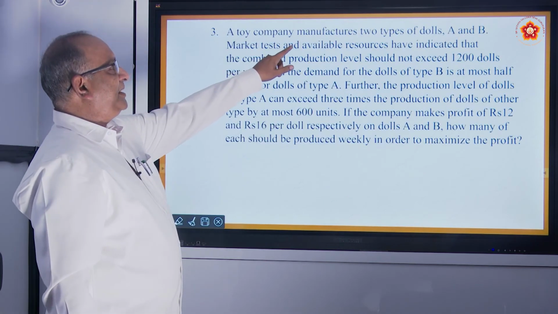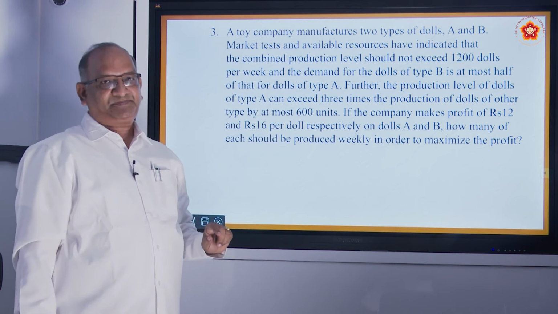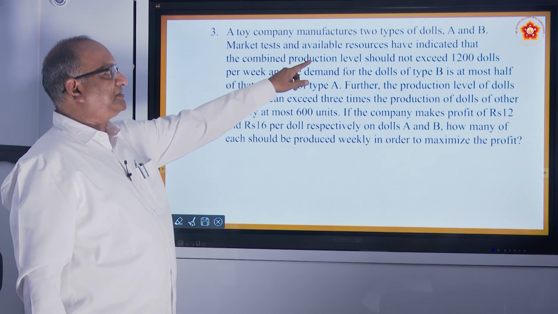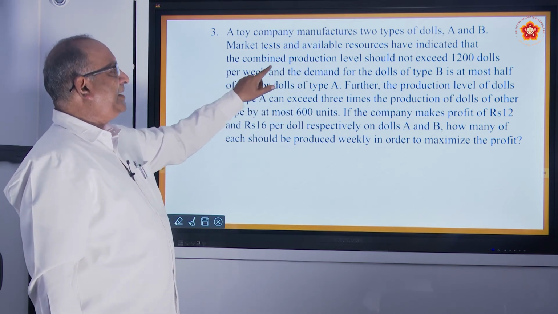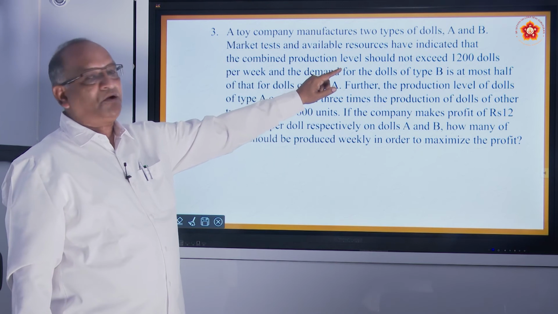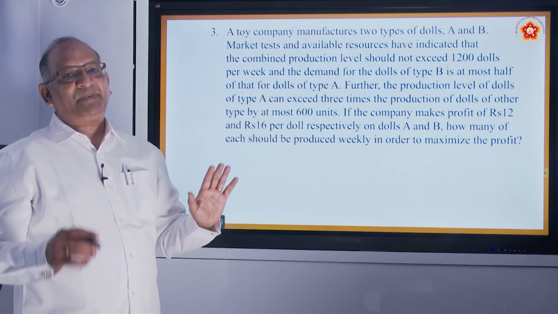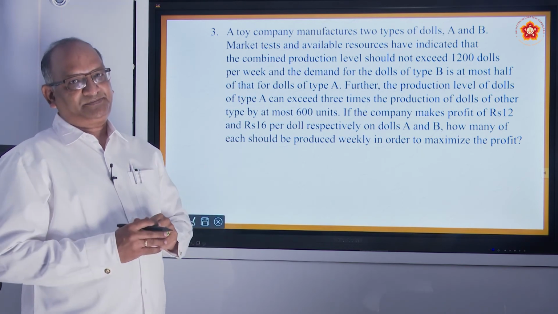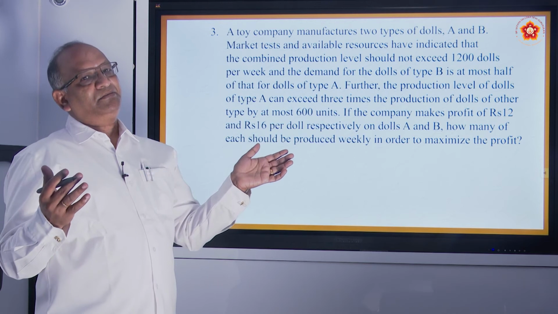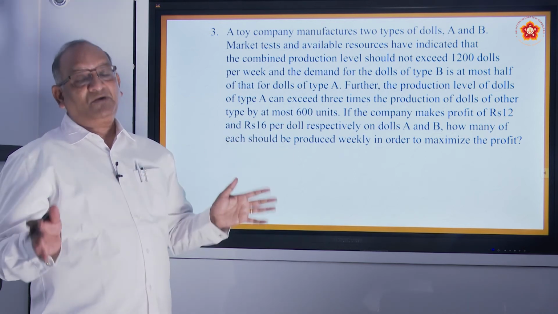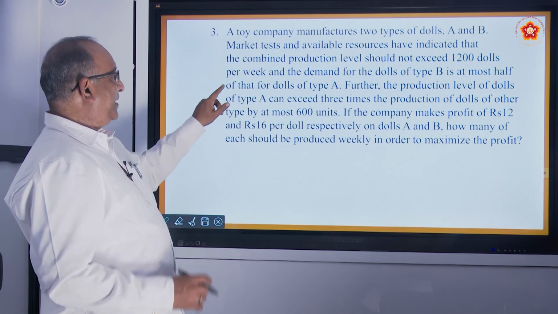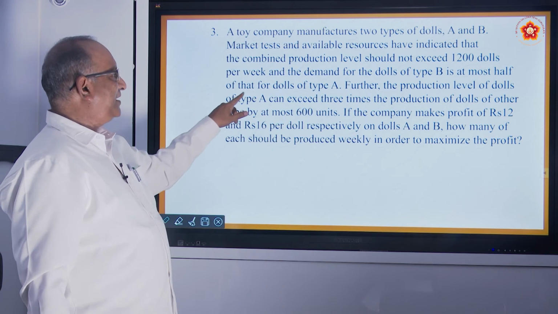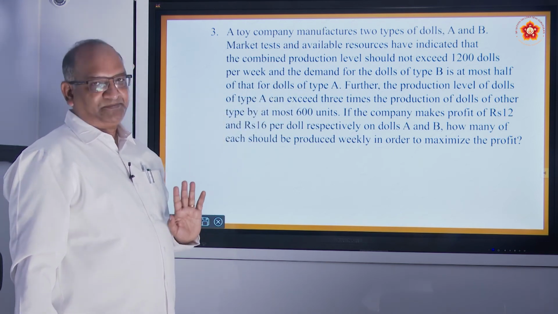A toy company manufactures two types of dolls, A and B. Market tests and available resources have indicated that the combined production level should not exceed 1,200 dolls. Means the company can produce a maximum of 1,200 dolls. How many A, how many B, that we have to find out, per week, and demand for the dolls of type B is at most half of that of the dolls of type A.